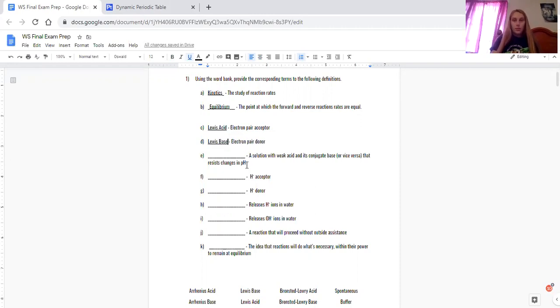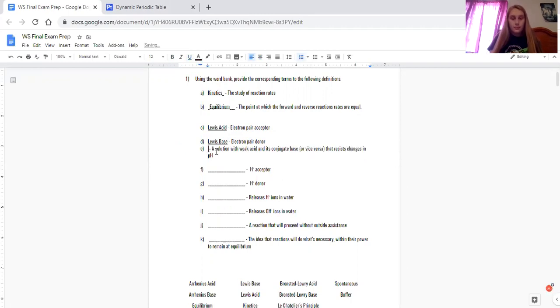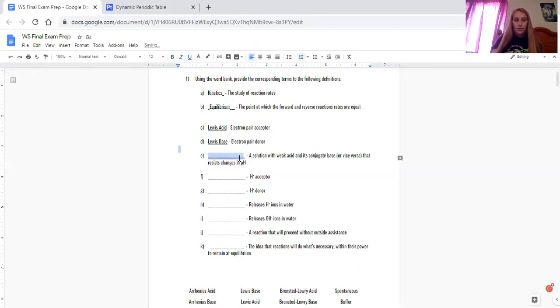A solution with a weak acid and its conjugate base, or vice versa, that resists change in pH. And that is going to be, sorry, took a little much out there. It's going to be a buffer.